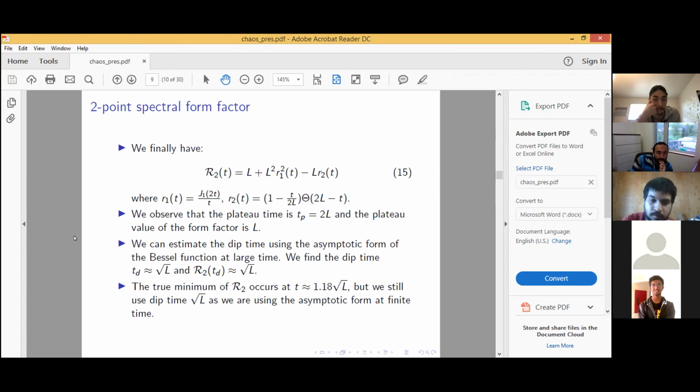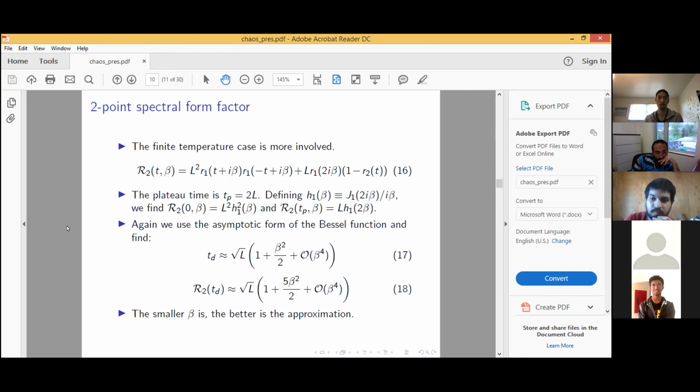And the true minimum of R2 occurs at something like 1.18 times root L. But that can be seen from actual numerics. But since we are using an approximation here, which is the asymptotic form of the Bessel function at finite times, we end up with a dip value something like root L. So this calculation can be extended to the finite temperature case as well.